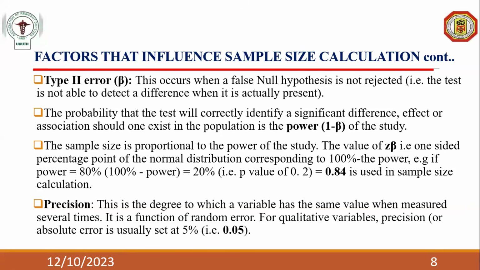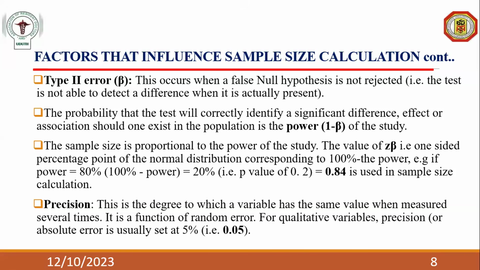So this 80%, this beta, is what we are using in our sample size formula. You are seeing alpha and beta. That beta that we are seeing in the sample size formula is using this power of the study. So mostly the power of the study we are saying is 80%. So when you say 1 minus beta, if 1 is 100%, 100% minus power, which is 80%, will give us 20%.